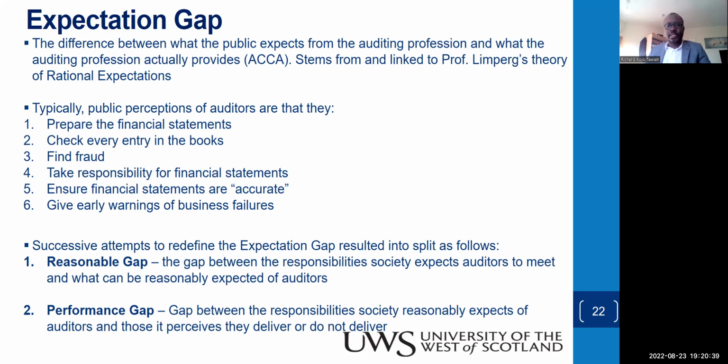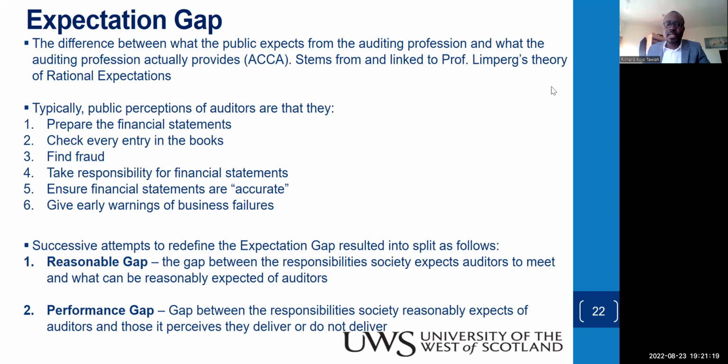They gave this definition about the expectation gap: what the public expects from the auditing profession and what the auditing profession actually does. The difference between them, okay? Usually, you might think that the public perception is that the auditors prepare the financial statements, they check every entry, they find fraud, they take responsibility for the financial statement, they ensure the financial statements are accurate and give early warnings of business failures. That is not what auditors do, okay? They deal with sampling, they test some and leave some, okay? So it is not actually true that these are the things, but this is what the public always say.